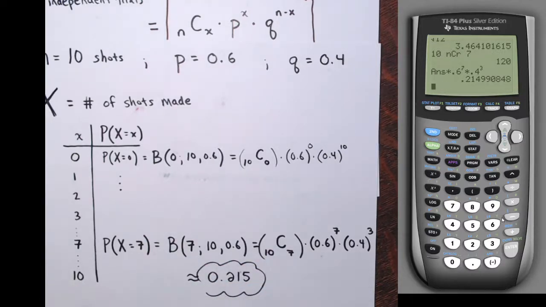So if she has a 60% chance of making 1 free throw, 1 shot, and she takes 10 shots, the probability that she gets exactly 7 of them is about 21.5%, 0.215.